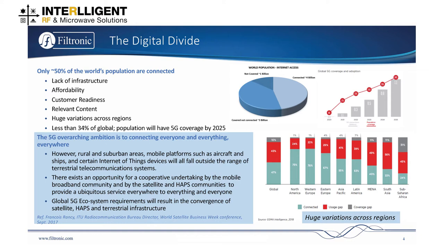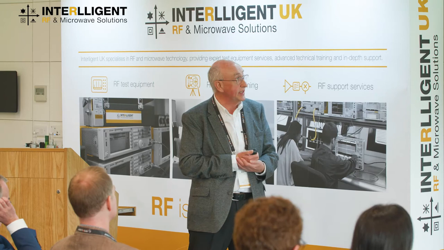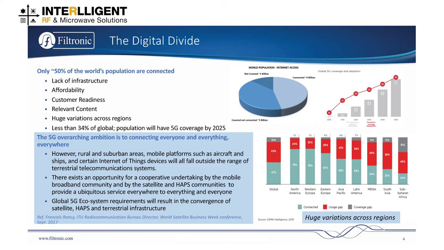As has been mentioned this morning, at the moment only about half of the world's population is connected. The coverage is actually better. In terms of places that have no coverage whatsoever, it's around 1 billion out of the 4 billion Earth population. There may be coverage, but there are a lot of reasons why people don't take it up: lack of local infrastructure, affordability, and relevant content. 5G is coming along, but it's estimated that even by 2025, I think the graph up there is right, about 34% of the global population will have 5G.